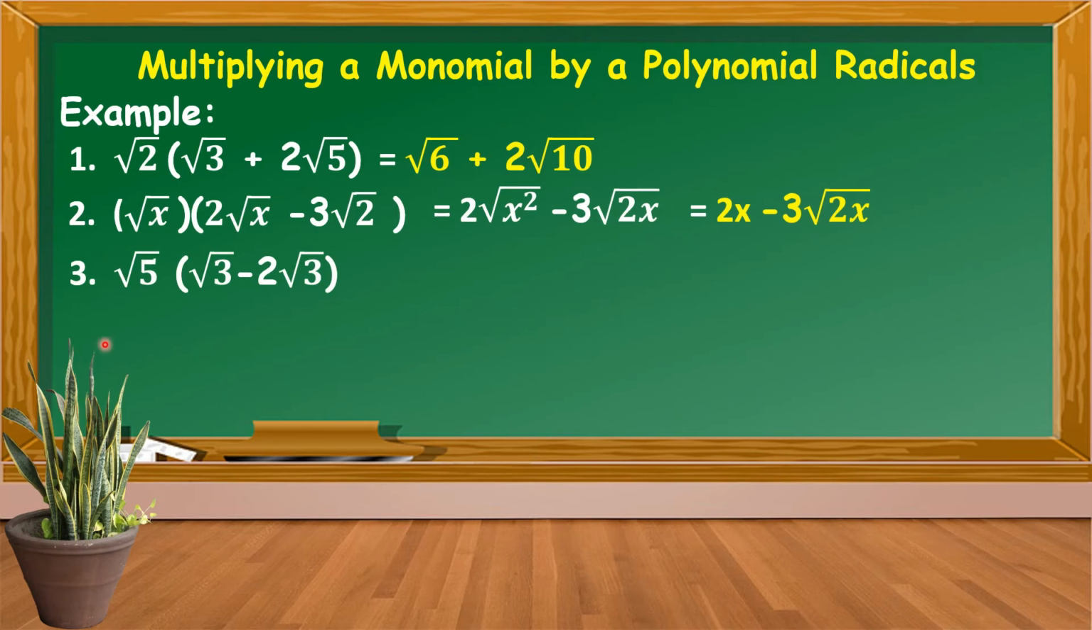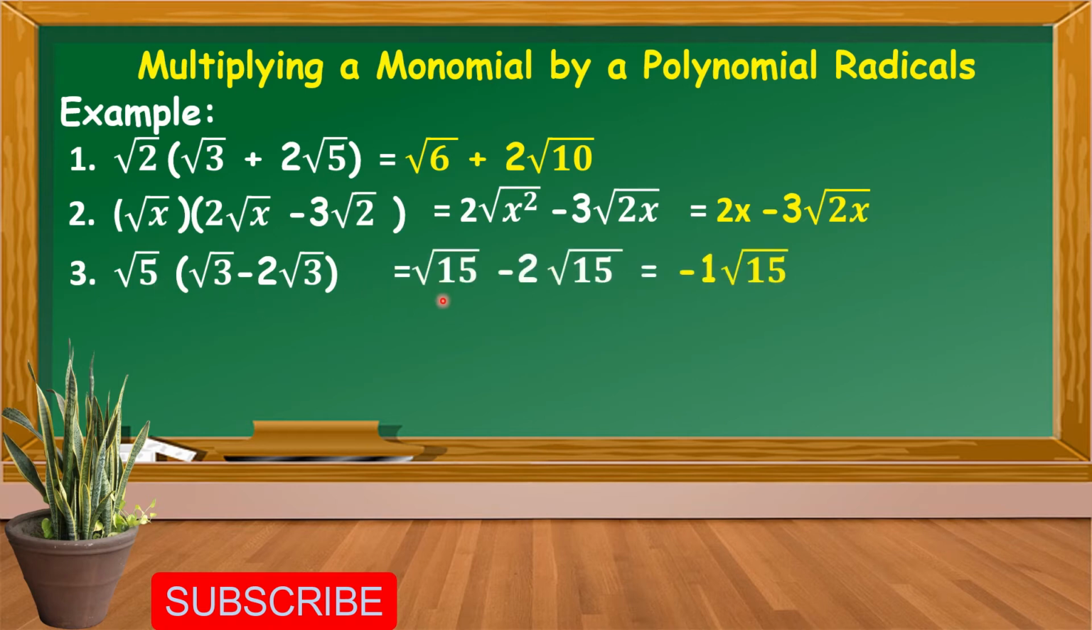Next, number 3. Square root of 5 times square root of 3 minus 2 square root of 3. So, the same pa rin, we will use the distributive property. Multiply the radicand by radicand. So, 5 times square root of 3, that is square root of 15. Then, again, si 5 dito, may coefficient na 1. So, 1 times 2, that is 2. And square root of 5 times square root of 3, that is square root of 15.